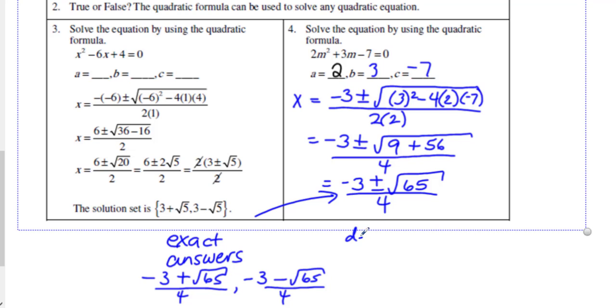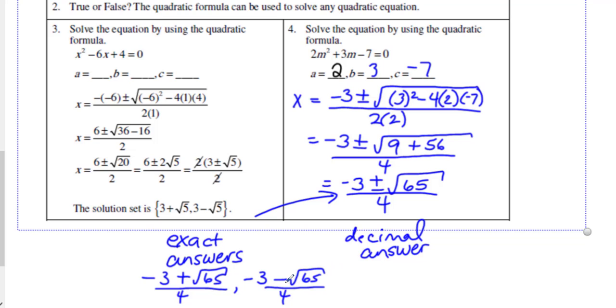If it asks for a decimal answer, then you're going to need to get your calculator out and be very careful because it's easy to get these a little bit messed up with your calculator. So you take the square root of 65 on your calculator. Then in this case, we're going to subtract 3 from it because there's a minus 3 here. And then hit equals and then divide all of that by 4. That will give you your decimal answer.